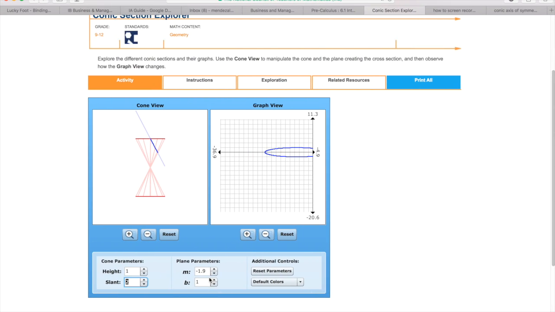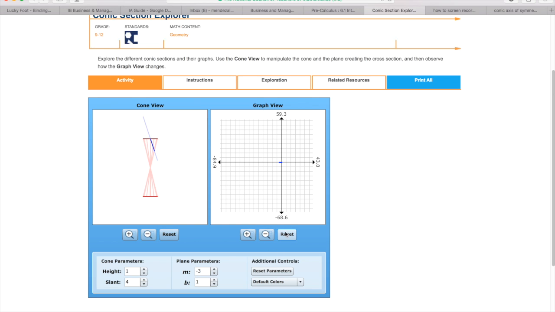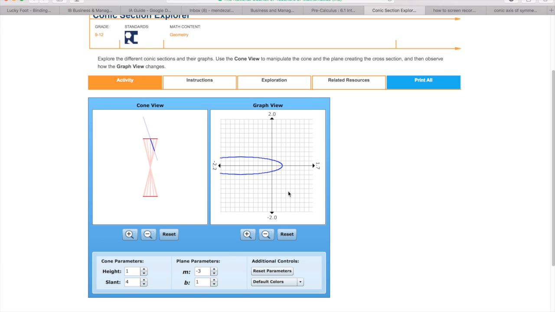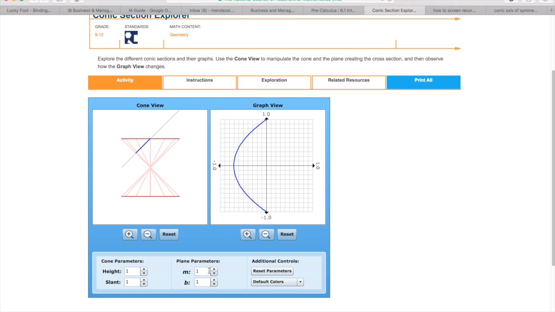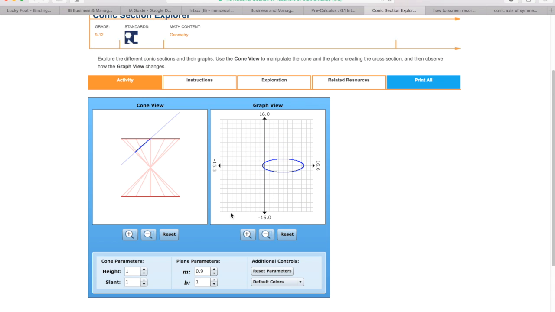So an m of negative 3 and a slant of 4. We do have an ellipse. And let's see the cut. So we can see there's a cut like this. And let's observe what happens once we start getting closer to the axis.